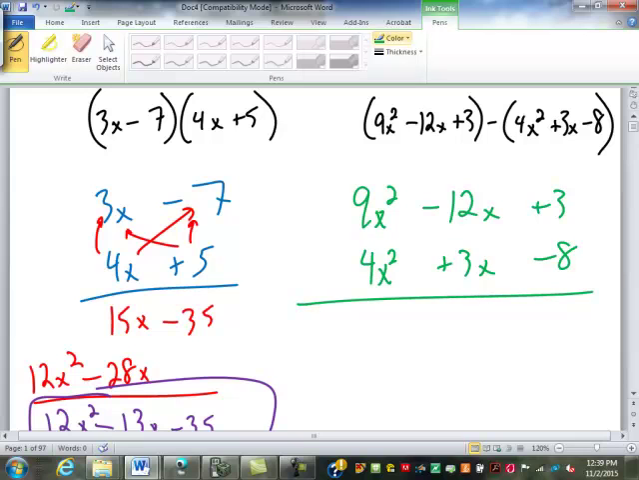Group. So we're subtracting here. 3 minus a negative 8 is positive 11. Subtraction. Negative 12 minus 3 is negative 15x. And 9 minus 4? 5x squared. How many of you had that?